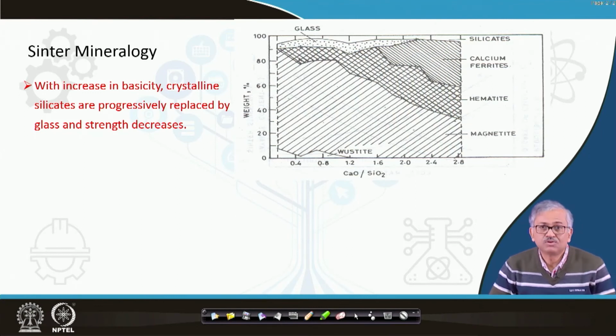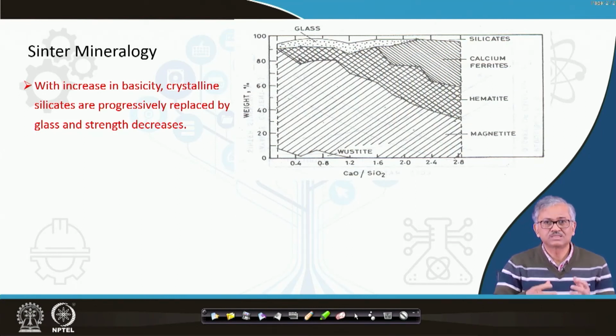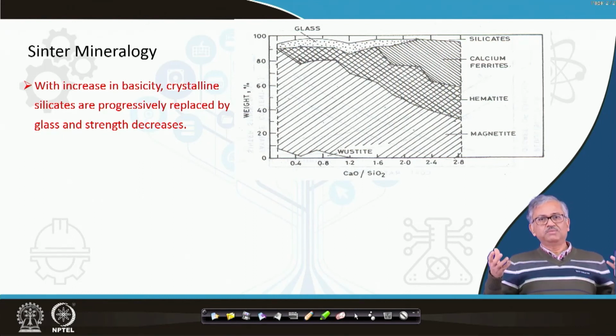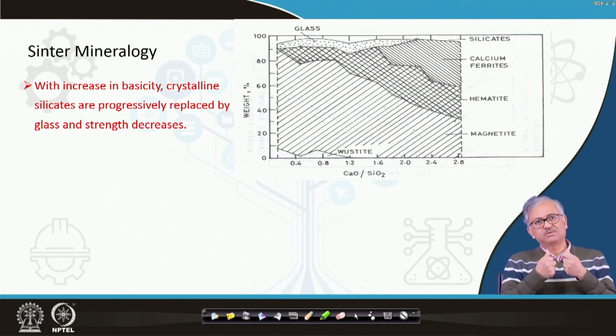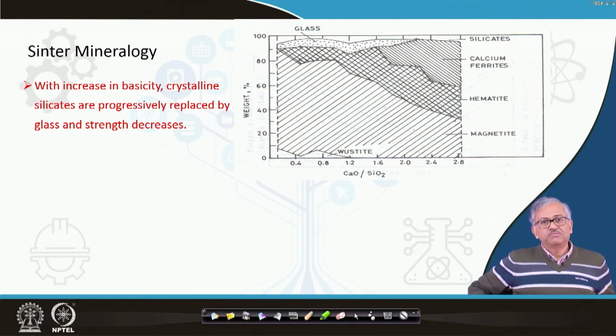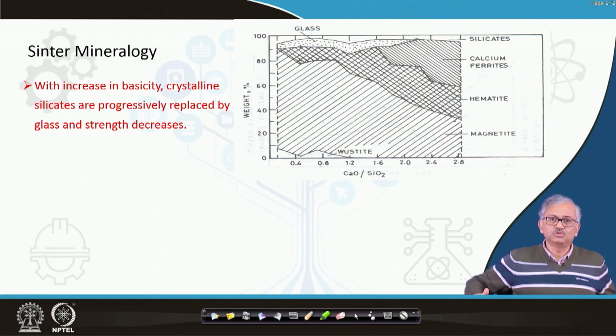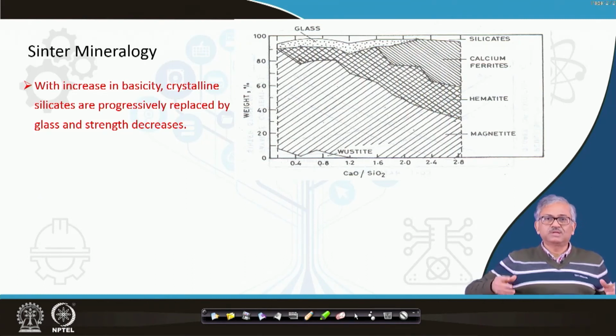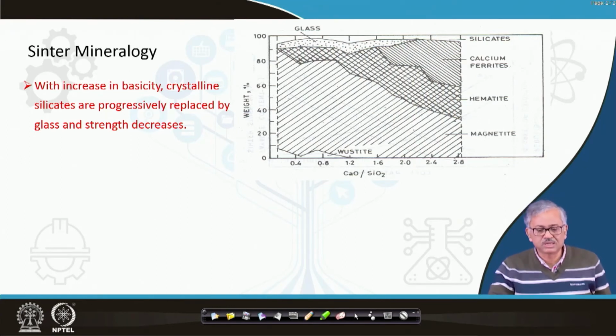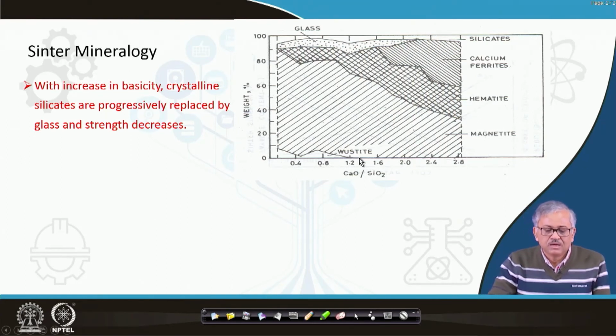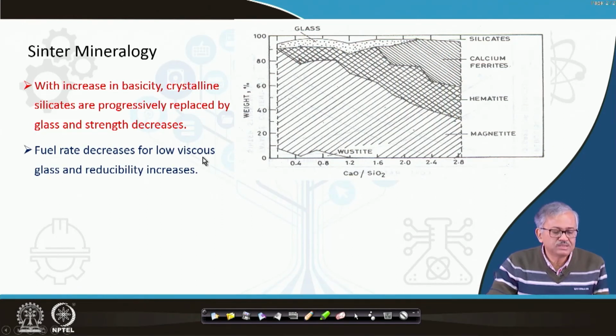But it requires less coke rate. It requires a lesser amount of carbon, because glass melts easily. You can melt it at lower temperature. So, it softens at lower temperature and makes the bonding. That's why your carbon rate becomes less. As a result, you can retain the hematite in the sinter structure, which remains reducible. So, its reducibility increases, but the strength decreases as you increase the basicity. That is one thing. The fuel rate decreases for low viscous glass and reducibility increases, as I said.